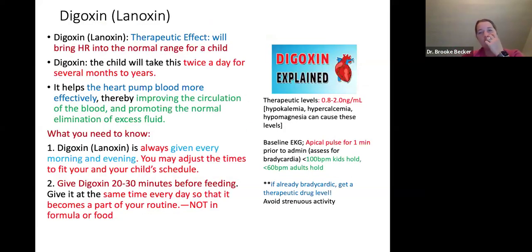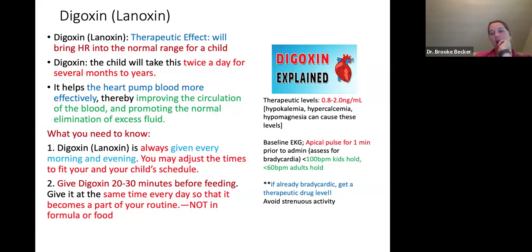Okay. Digoxin, or Lanoxin. So the goal is to keep their heart rate within a normal range. That's your goal when a kiddo takes digoxin. Usually it's given twice a day for several months or years after cardiac surgery or cardiac interventions. It helps to pump the blood more effectively. It increases the circulation of the blood and then promotes elimination of any excess fluid.